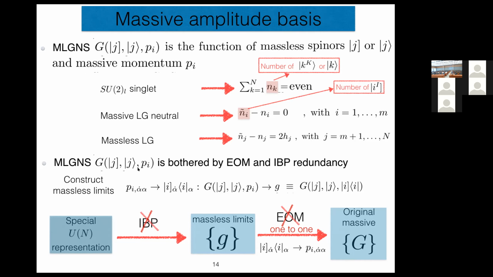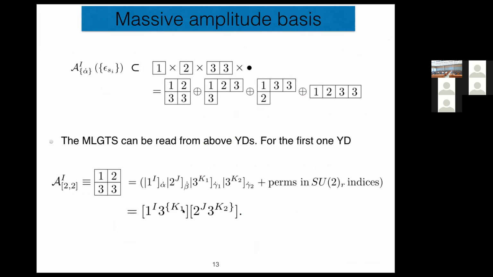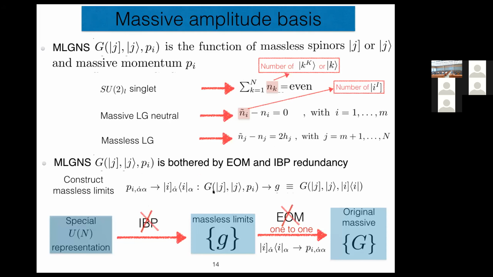And so basically in this case, you can write down the operators just like in the massless limit, and then you have an actual Lorentz spinor index, and this spinor index has to be contracted with the little group tensor part, which is the other part of this. Then you have these special SU(N) representations, and then you have integration by parts, which can be used to remove all of them, and then you have this massless limit. When you have the equation of motion, you have a one-to-one correspondence with the original massive case.